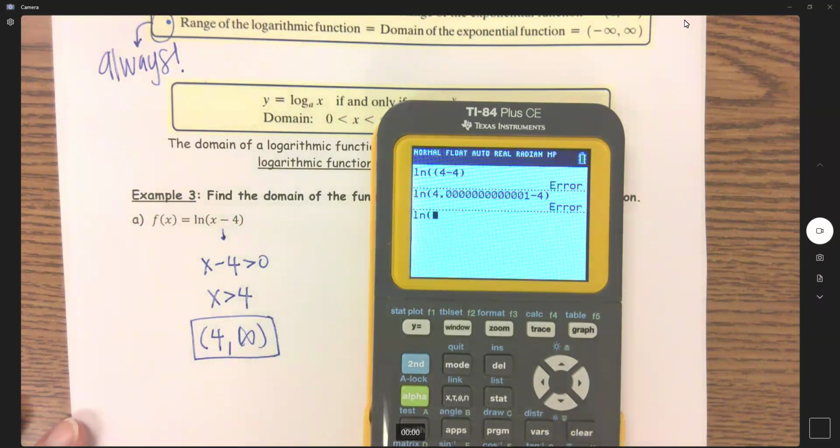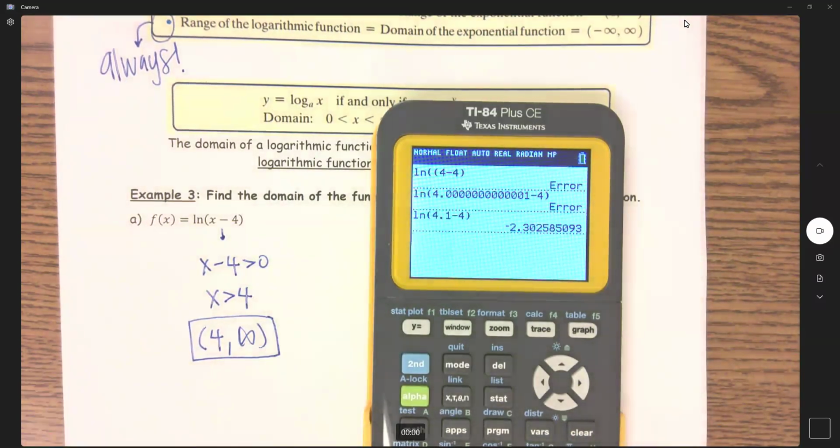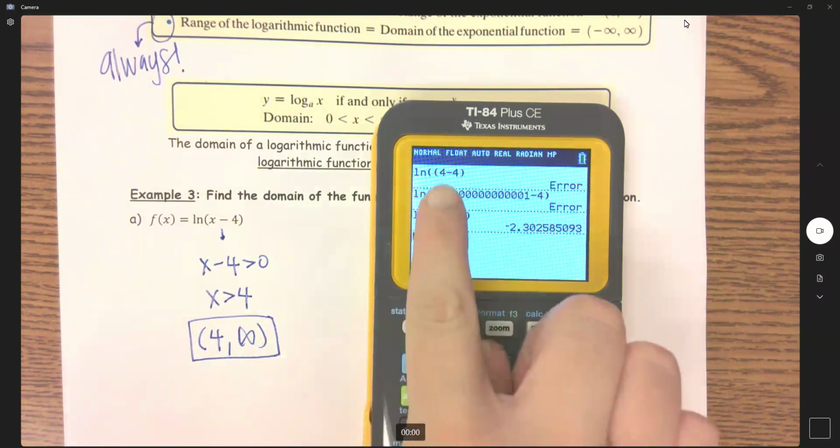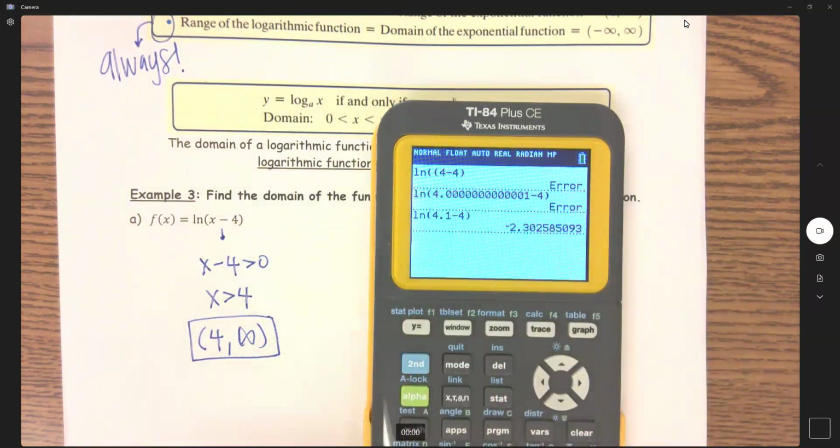Let's do the natural log of 4.1 minus 4. We get a value there. Okay, I guess that was too small. But technically, that should be fine. Just too small of a number. So x must be greater than 4, but it cannot equal 4 because that will be an error. So that kind of backfired a little bit.